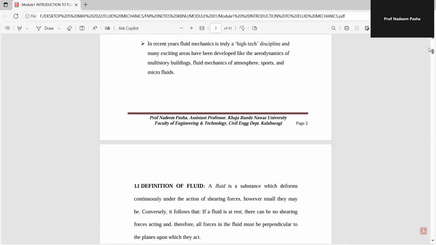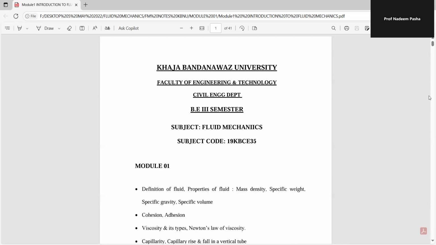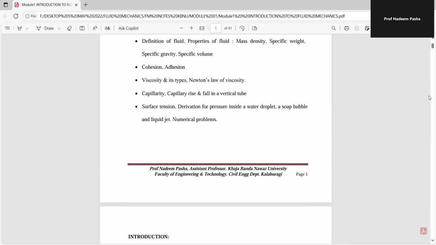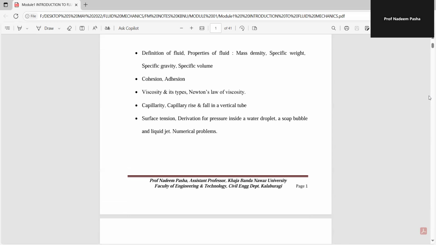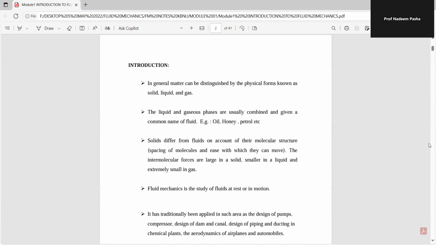I will just recall the things from the starting. So our module 1 started with the definition of fluid, properties of fluid, mass density, specific weight, specific gravity, specific volume. Later on, we calculated what do you mean by cohesion, adhesion. Next, we calculated viscosity and its types, Newton's law of viscosity. Next, capillarity, capillary rise and fall in the vertical tube. Finally, we studied about surface tension, what is the surface tension in case of water droplet, soap bubble, and liquid jet. Also, we solve numerical problems.